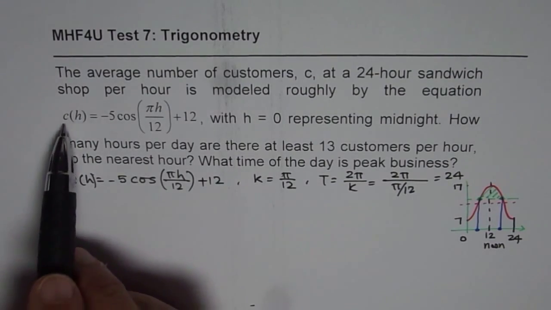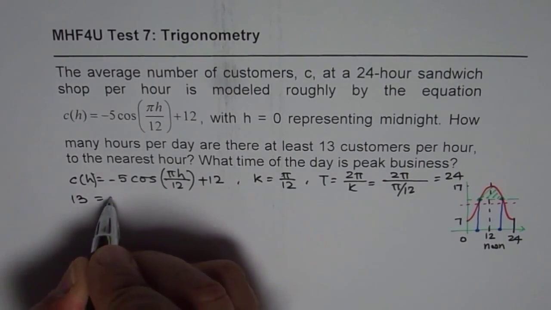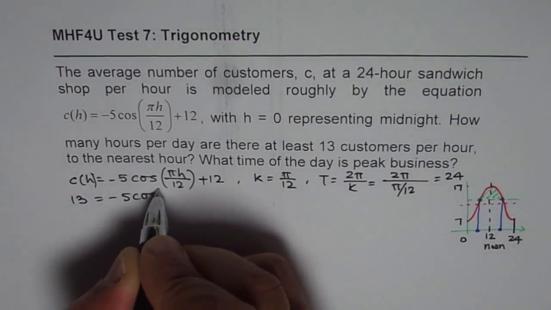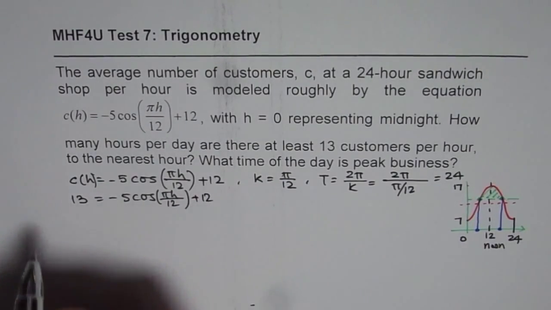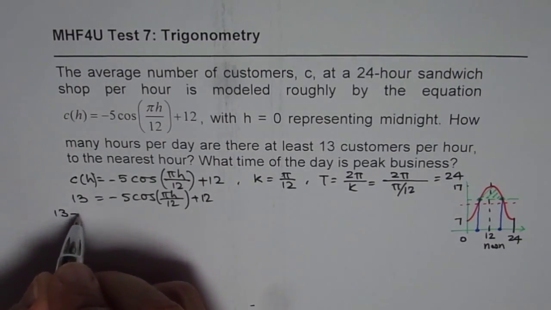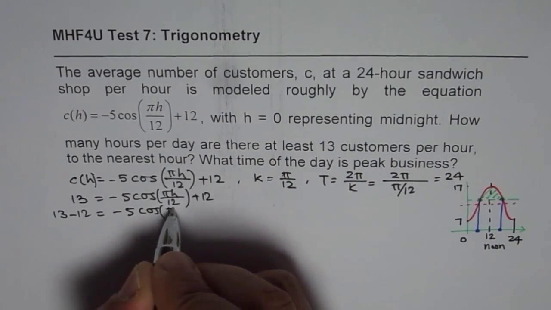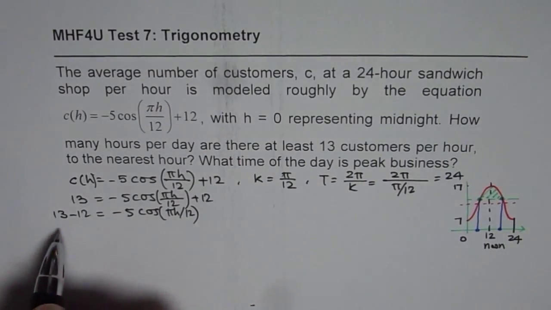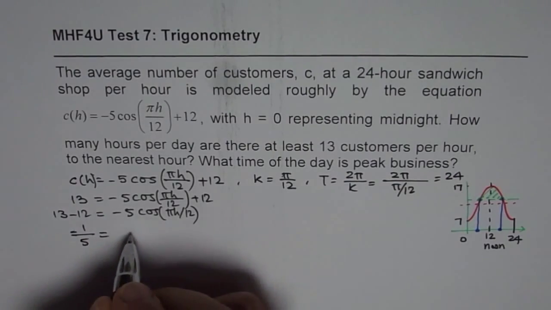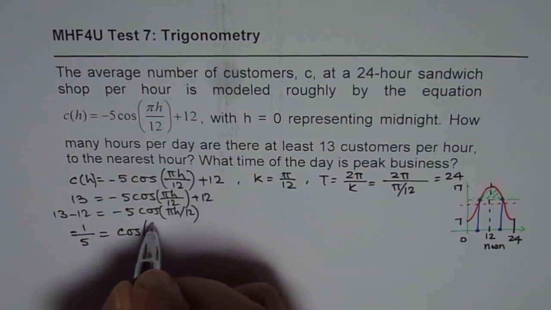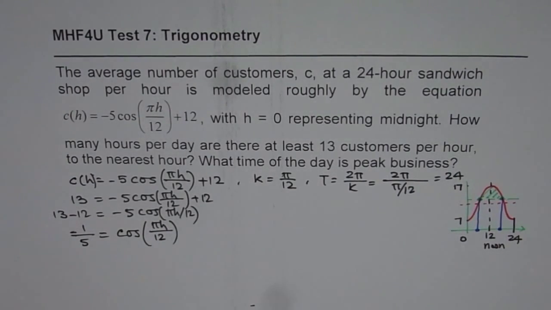So we'll substitute C of H as 13 and solve. We have 13 equals minus 5 cos of pi H over 12 plus 12, bringing 12 this side. It will be 13 minus 12 equals minus 5 cos of pi H over 12. This is 1, dividing by minus 5. Minus 1 over 5 equals cos pi H over 12, right? So that is what we get.